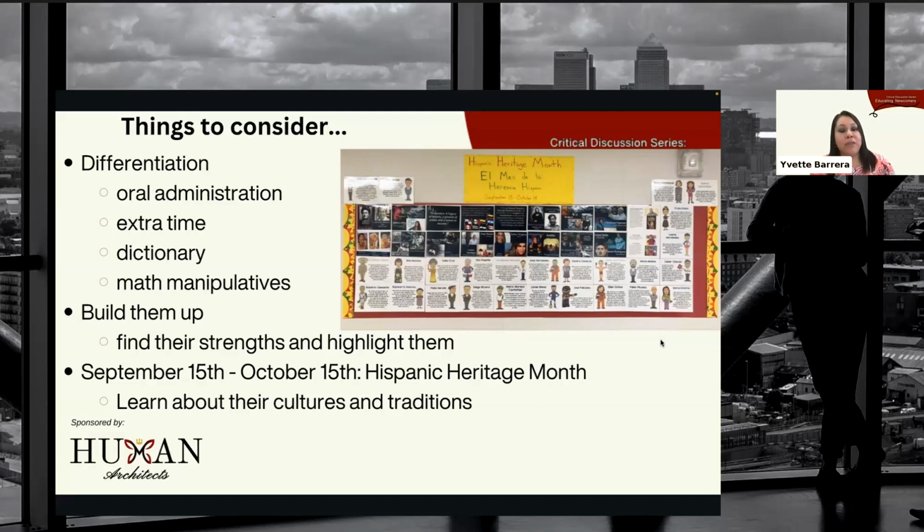And then one thing that I like to do to culminate their culture and for them to share their traditions: September the 15th through October the 15th is Hispanic Heritage Month, which starts on Friday. I like to display these posters outside of my door, because many of the people are from the same countries as our new arrival students. Whenever I put them up in my hallway, they are in Spanish.